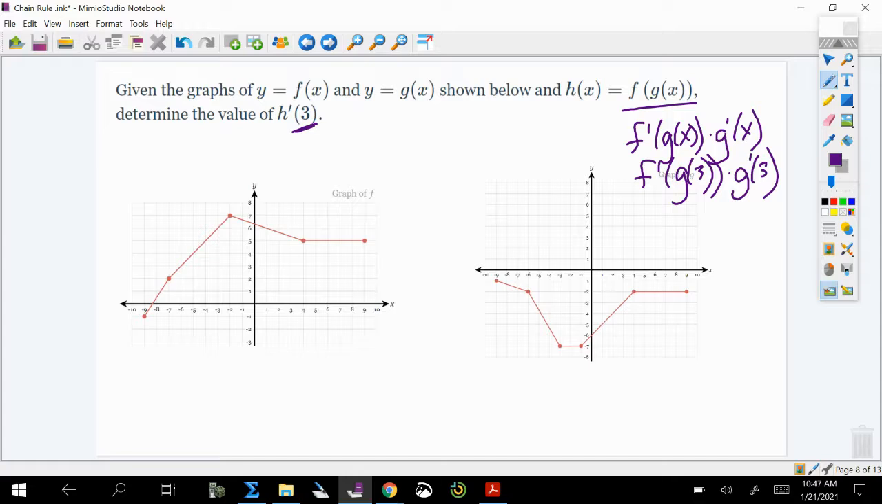Now let me explain how you do it from a visual standpoint. You still work inside out. The first thing you need to do is figure out g of 3. So g of 3, this is your g graph. This is your f graph. For g of 3, you're going to go over to 3 on the x-axis, and you're going to see where the function is. I'm going to use a little pointer here to show it. Looks like g of 3 is right here. It's negative 3. So I'm going to have negative 3 put in there, and then g prime of 3.